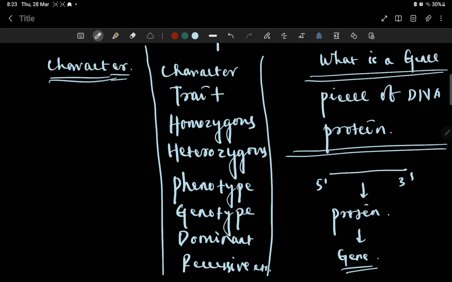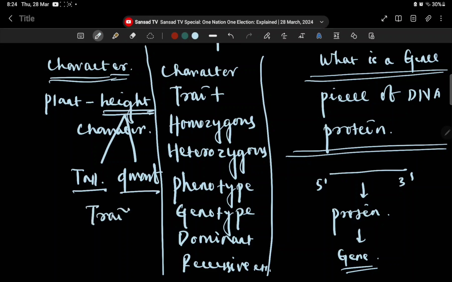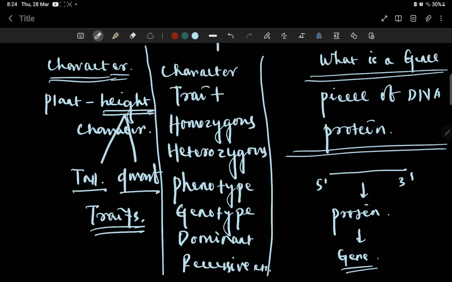Character: if we take a plant and measure the height of the plant, height is the character. It can be of two types: a plant can be tall, or a plant can be dwarf. These two are the traits. One is character, one is trait. Height is the character, and tall and dwarf are the traits.